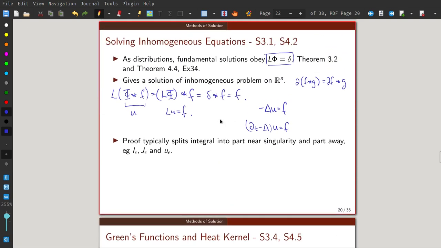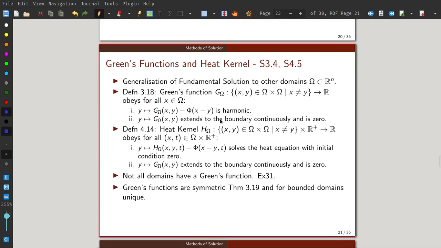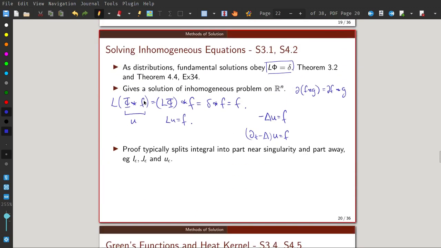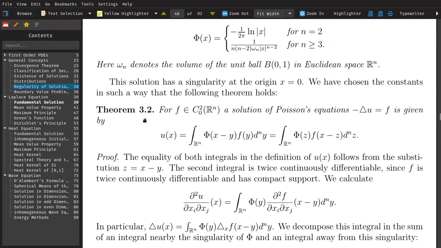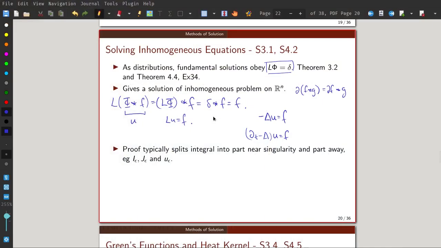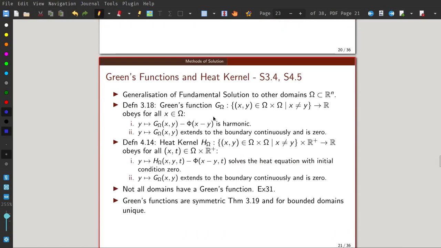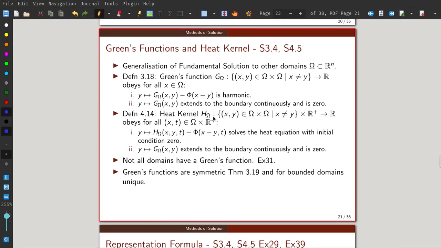Okay. So that solves inhomogeneous equations, but inhomogeneous equations on all of Rn, basically. If you look at this definition of theorem 3.2, you have the Poisson equation on all of Rn here. We're actually more interested in the Dirichlet problem, which of course requires boundary value conditions.